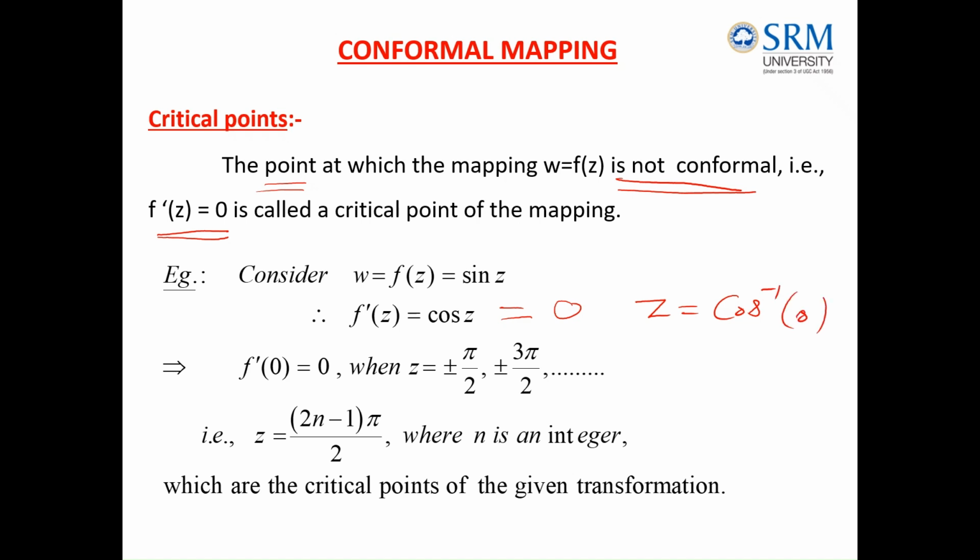It is plus or minus pi by 2, plus or minus 3 pi by 2, etc. So in general, it can be written as (2n minus 1) into pi by 2, where n is an integer, which are all the critical points of the transformation W equal to sine z. So if we want to find the critical points, just find the derivative, equate it to 0 and find the points which make the derivative 0. Those points are called critical points.